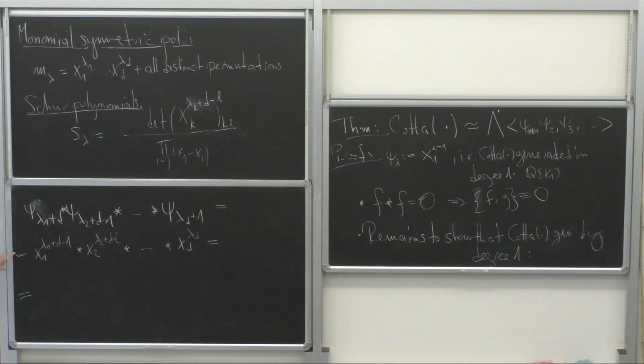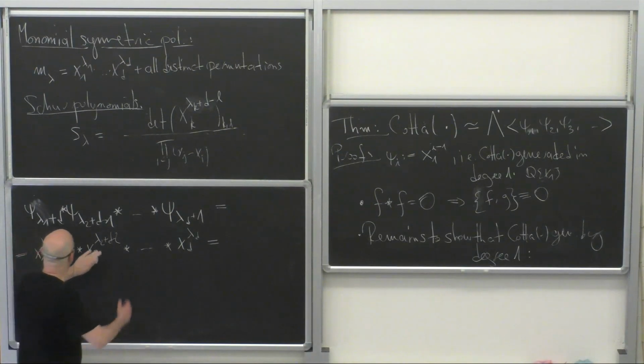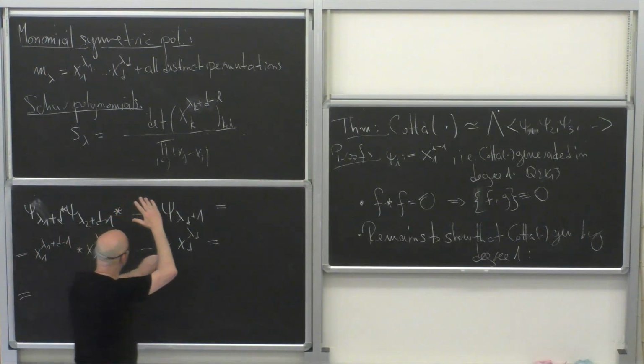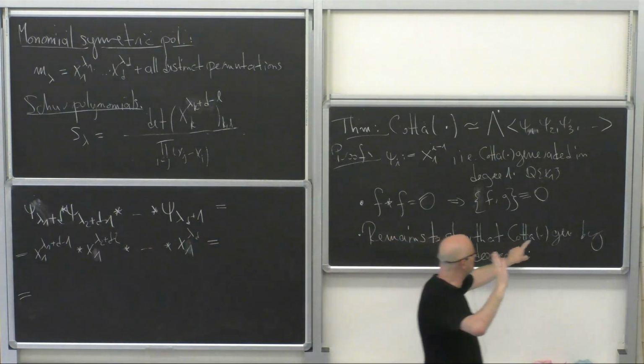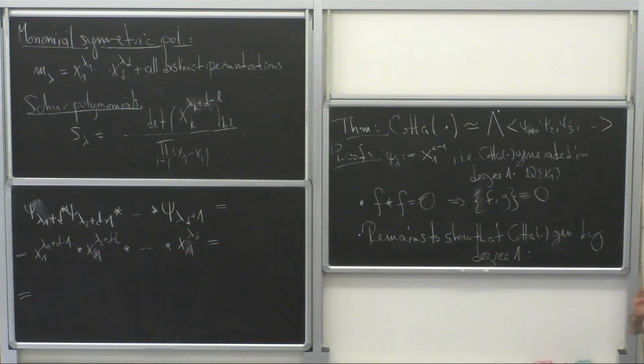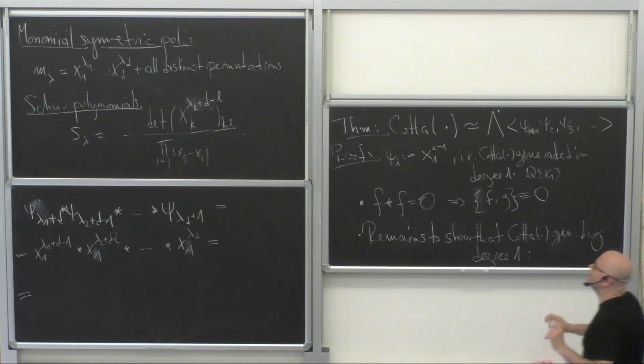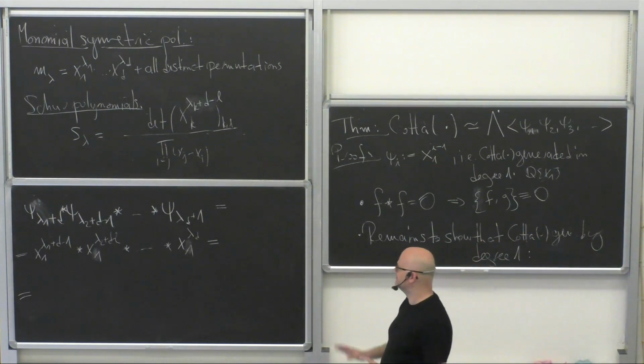So these are all polynomials. Sorry, it's always x1. Sorry for that. It's always x1. We want to prove that the Coha is generated in degree 1. So it's always just x1. Okay, always x1.